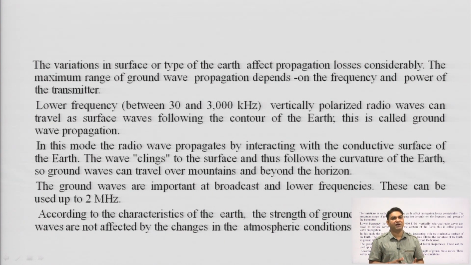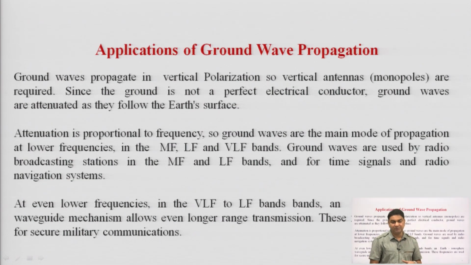So, ground waves can travel over mountains and beyond the horizon. The ground waves are important at broadcast and lower frequencies, and these can be used up to 2 megahertz. According to the characteristics of the earth, the strength of the ground wave varies, and these waves are not affected by the changes in the atmospheric conditions. So, this is a very important concept of ground wave propagation.